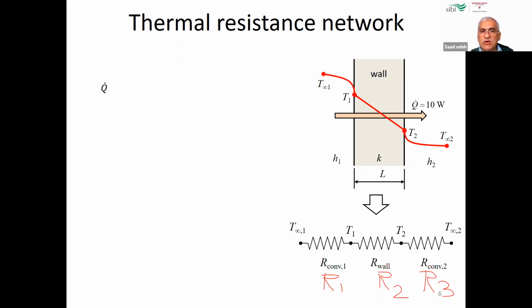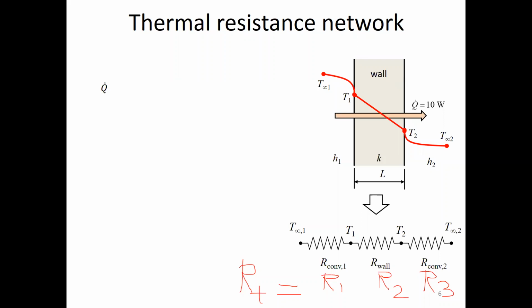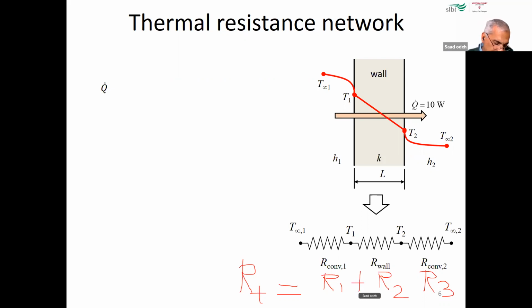And if I want to know the total resistance, what should I do? R total here. Can someone remember from the electricity unit? Plus them together. Exactly. Thanks, Janshi. Because they are connected in series. As you know, if thermal resistances are connected in series, then simply add them together. So R total will be R1 plus R2 plus R3.